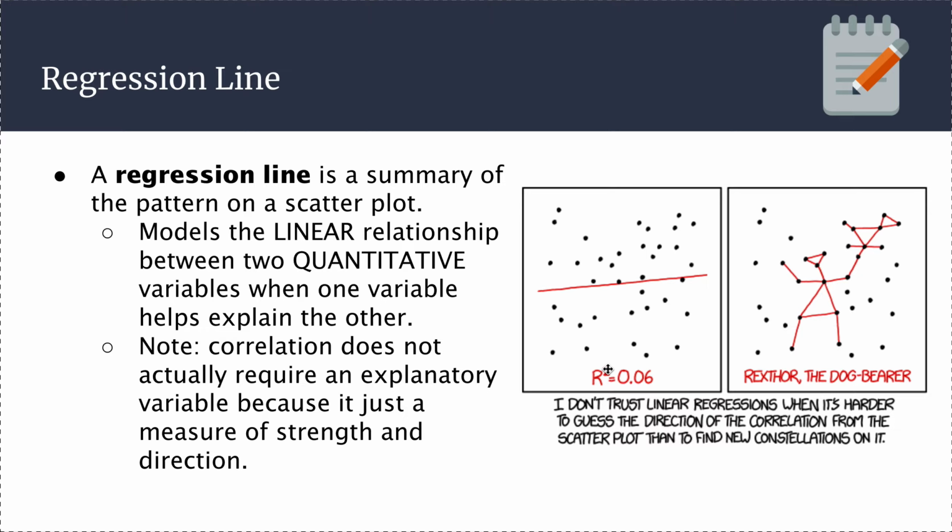So this is different than correlation. Correlation does not actually require an explanatory variable per se, just a relationship between the two variables, because correlation is just a measure of strength and direction, not necessarily whether or not one explains the other.